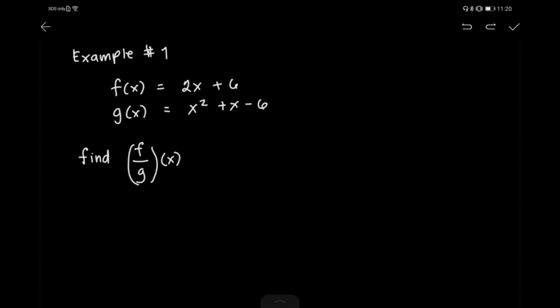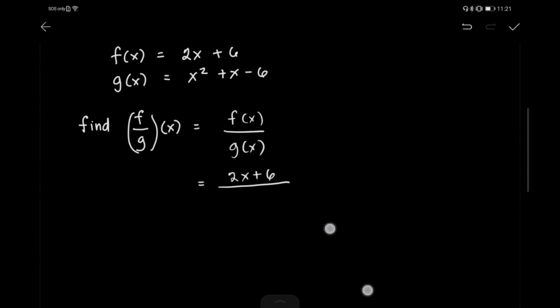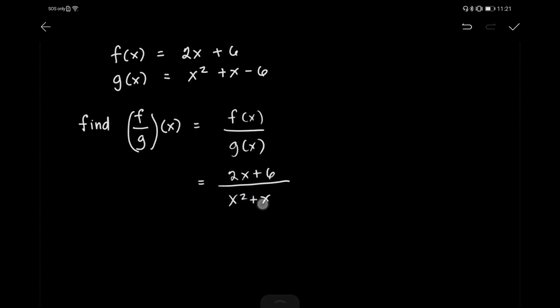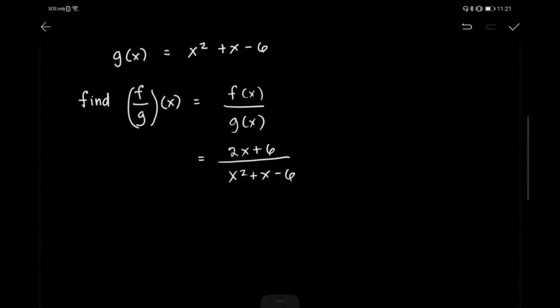Okay, let us have example number 1. We have the given functions: f of x is 2x plus 6 and g of x is x squared plus x minus 6. Let us find the value of f of g of x. It means we're just going to divide the f function, f of x, by g of x. Next, we substitute the given f of x, which is 2x plus 6, all over g of x, which is x squared plus x minus 6. Then factor the numerator and the denominator.